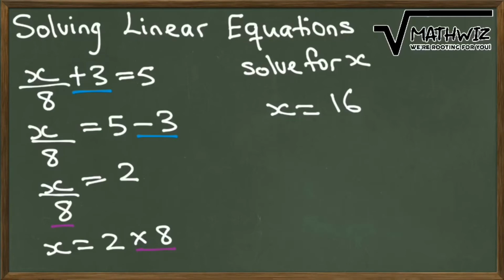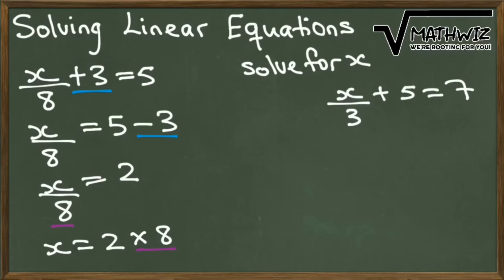All right, so that's our first set of questions. Of course, you can go over that, pause the video. The beauty of these videos is that you can work at your own pace, right? So we have x over 3 plus 5 is equal to 7. So that was our first example.